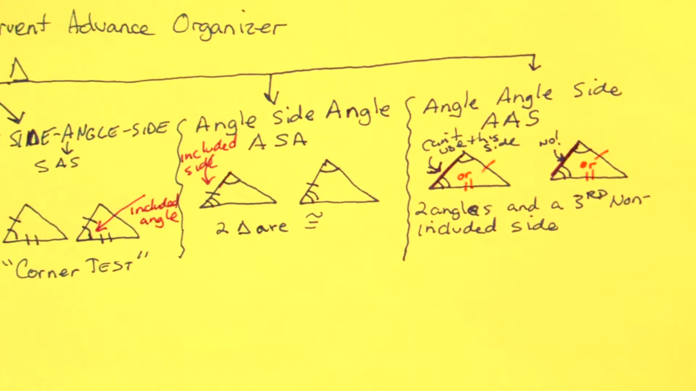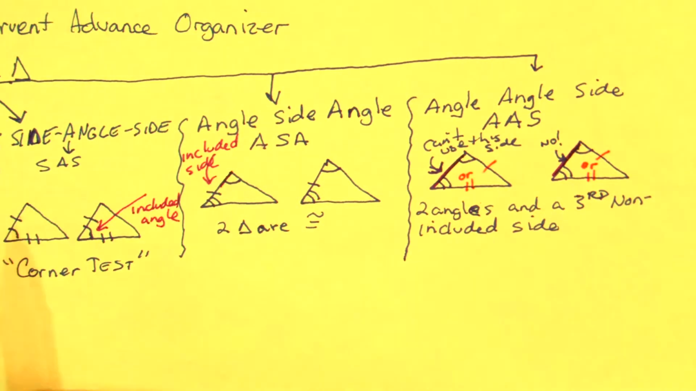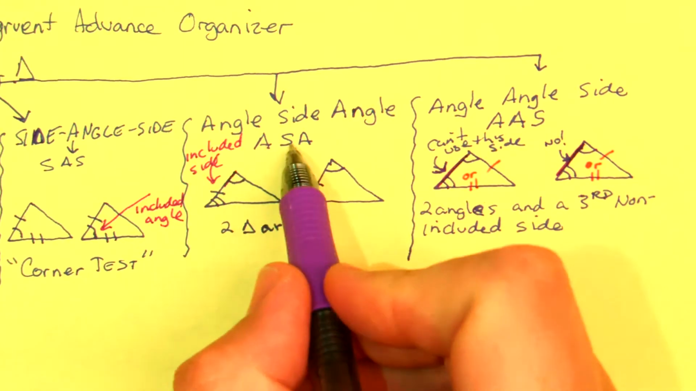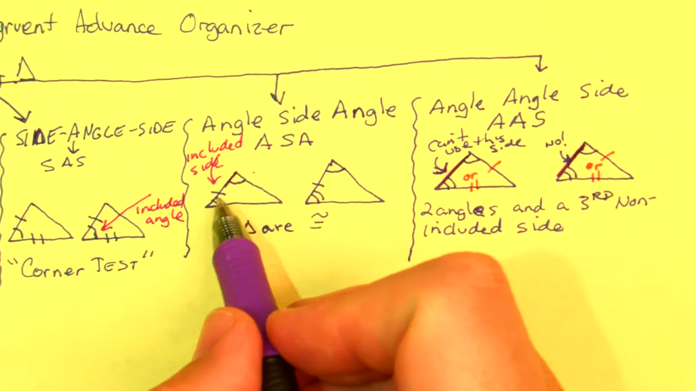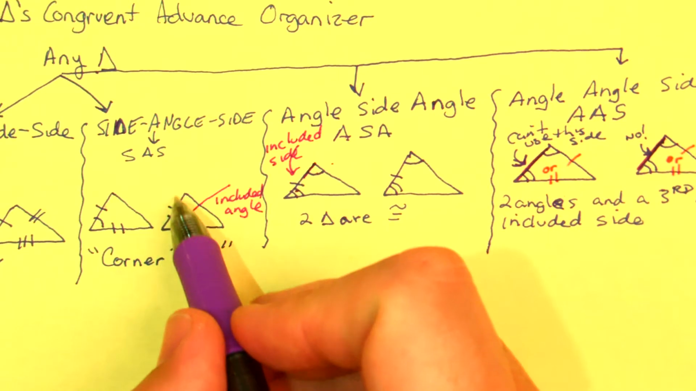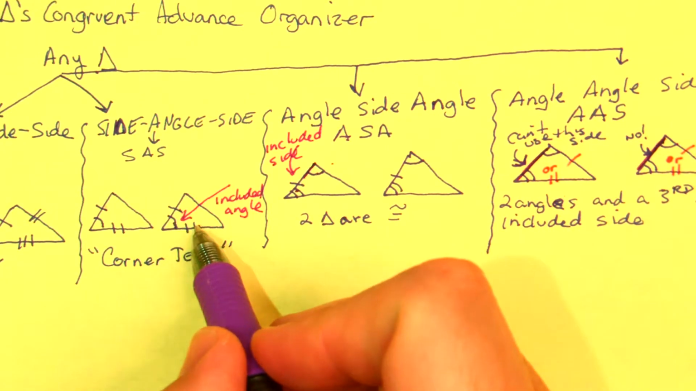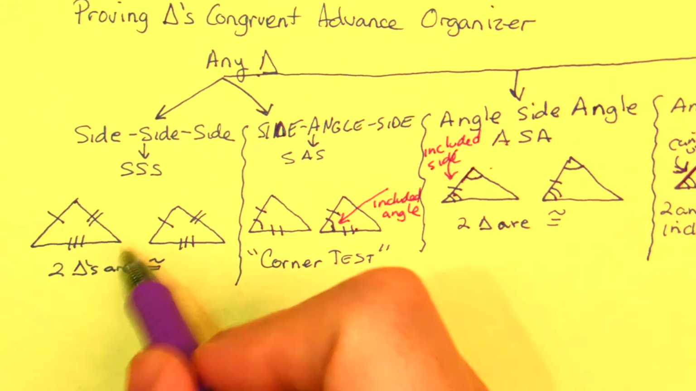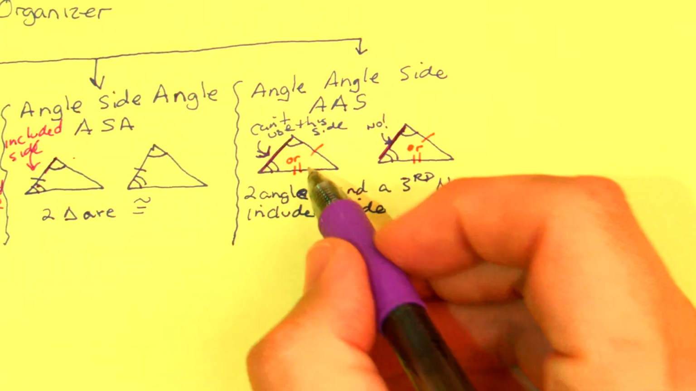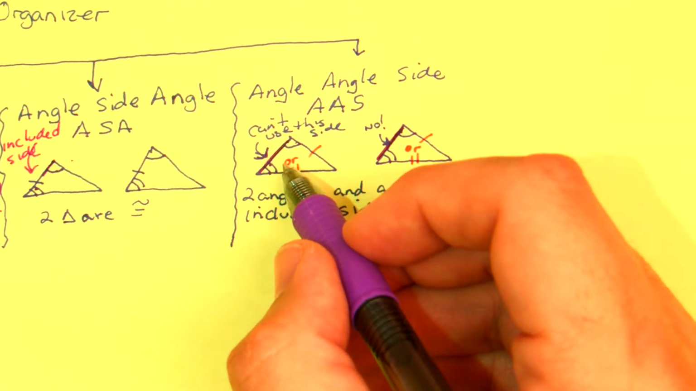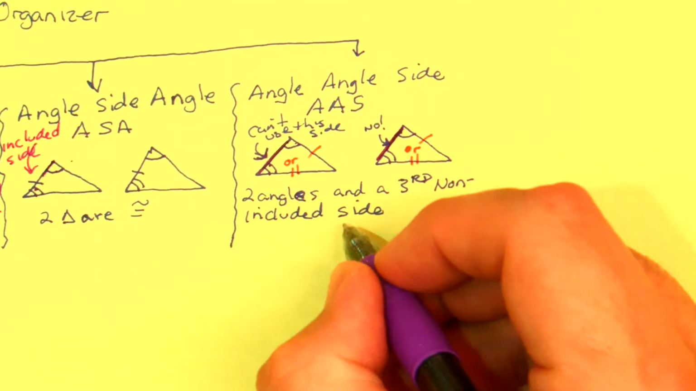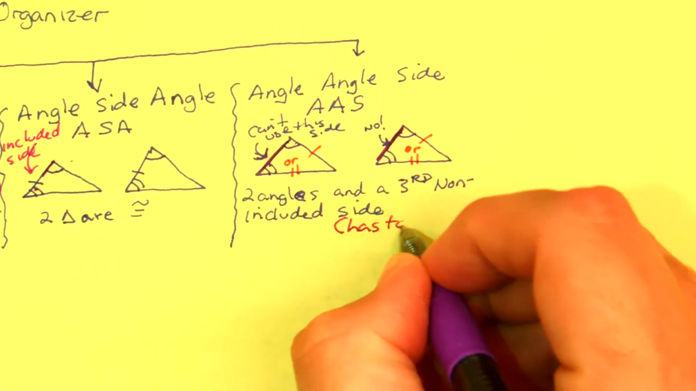Now, the abbreviations actually go in the order in which everything should be working. Like angle, side, angle. You have an angle, you have a side in between them, and then you have an angle. Here you have side, angle, side. Here's side, side, side. Well, that's all three sides. Over here, it's angle, angle, and then one of these sides. But it has to be the corresponding side.